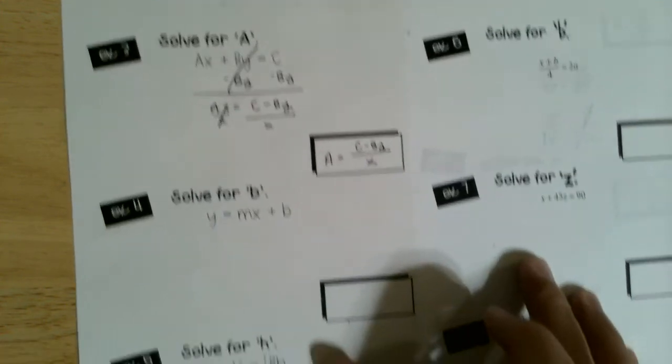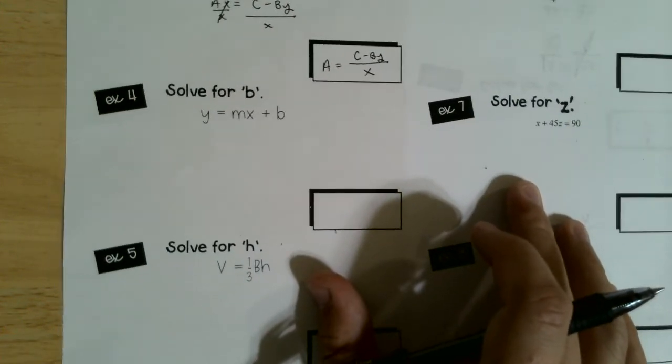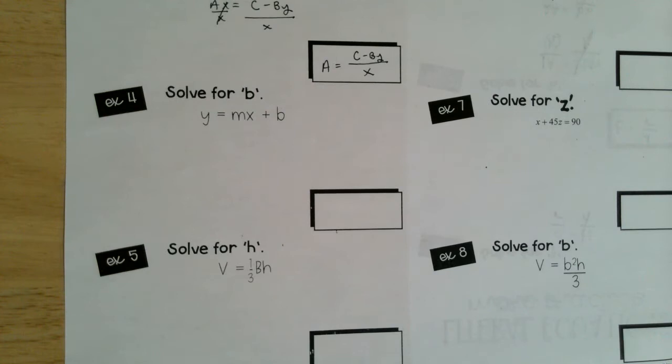All right, let's keep going. Example 4. Solve for b. Y equals mx plus b. All right, so this one, we want to get b alone.